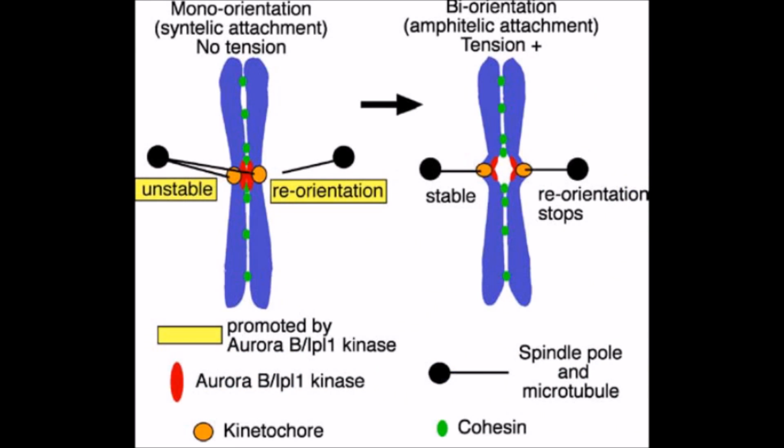The Aurora B/Ipl1 kinase facilitates bi-orientation by promoting reorientation of the kinetochore spindle pole connections in a tension-dependent manner. Because syntelic attachment does not generate tension on kinetochore to pole connections, Aurora B/Ipl1 promotes reorientation of these connections by phosphorylating kinetochore components. When an amphitelic attachment is established and tension is applied on kinetochore to pole connections, Aurora B/Ipl1 stops promoting the reorientation, which causes preferential selection of the amphitelic attachment.